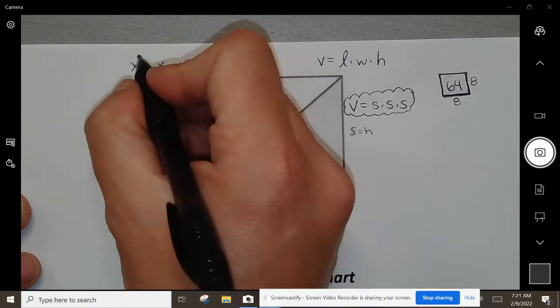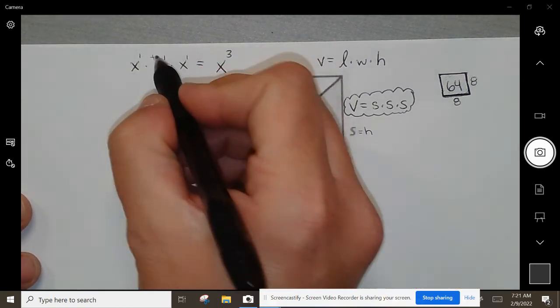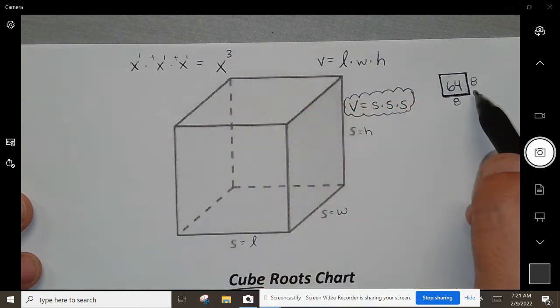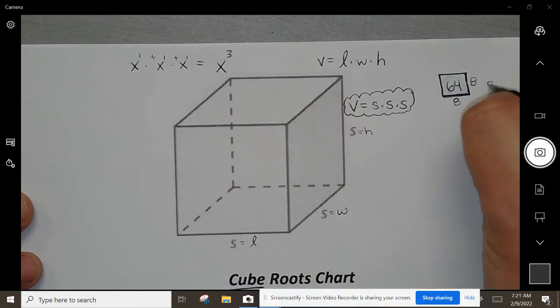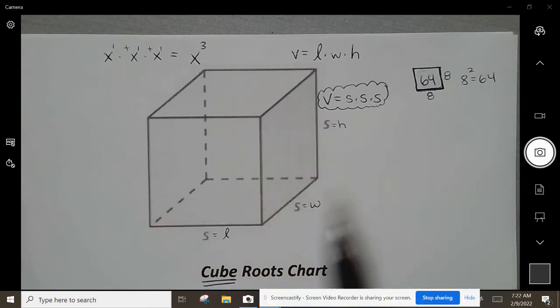X to the third, because isn't there an invisible one here, here, here? And what are you supposed to do with those? You're supposed to add them. So we're going to the third power. This was to the second power. Remember, 8 squared equals 64? Now we're going to kick it up a notch, and we're going to use our calculator for this. But I just wanted to go through why this is to the third power.